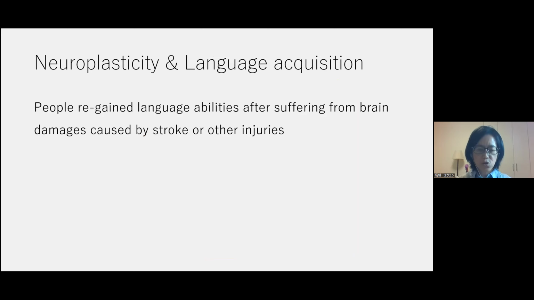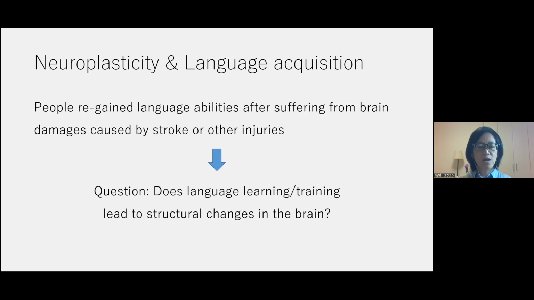And how people started looking at neuroplasticity and language acquisition actually probably started from observing people who regained their language abilities after suffering from brain damages caused by stroke or other injuries. And eventually that led to the question of whether language learning and training can help or lead to structural changes in the brain, hence neuroplasticity.